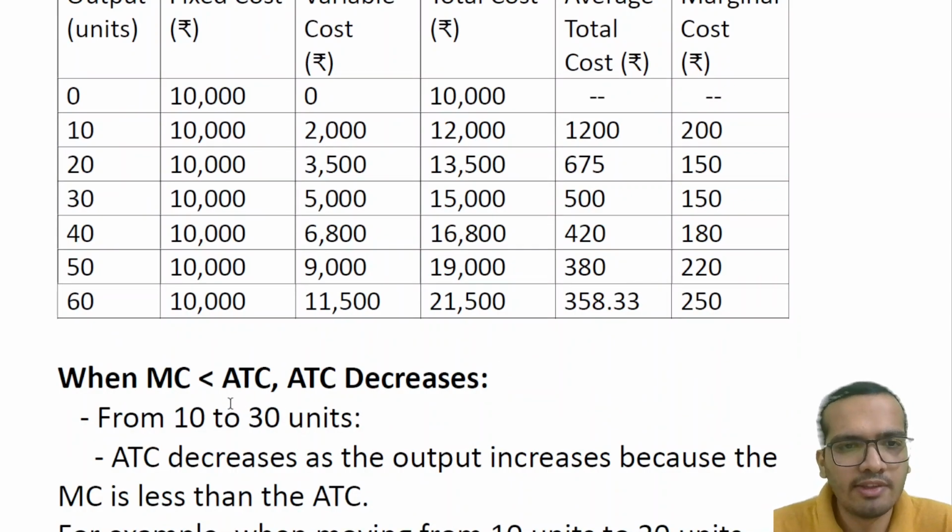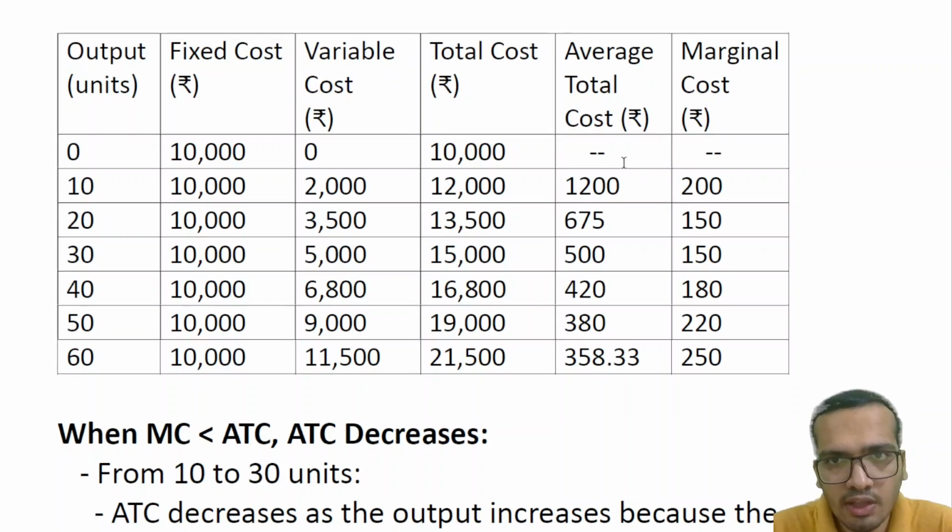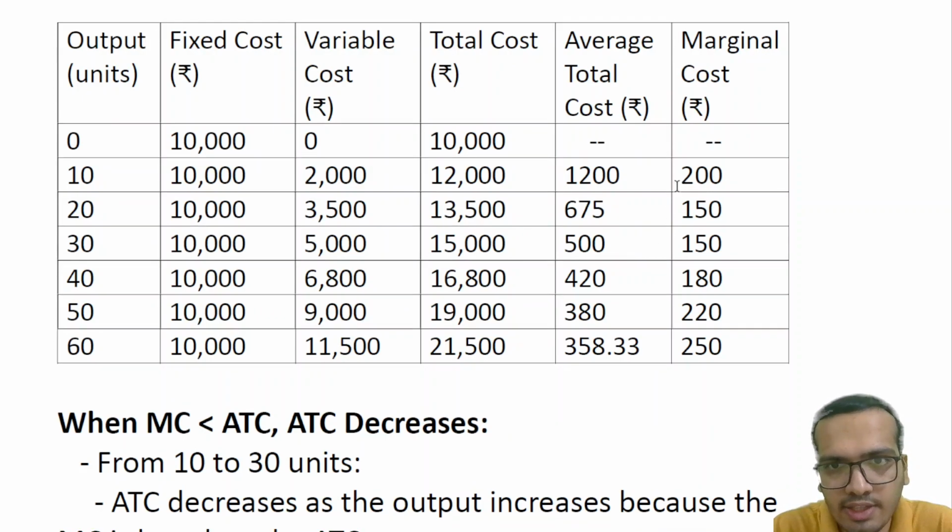So when marginal cost is less than average total cost, ATC decreases, that is from 0 to 30 units. You can see average total cost is decreasing because marginal cost is less than average total cost. So our average total cost is 1200, marginal cost is 200. Similarly average total cost is 675, marginal cost is 150. So this is more than marginal cost, so we can see it is decreasing.